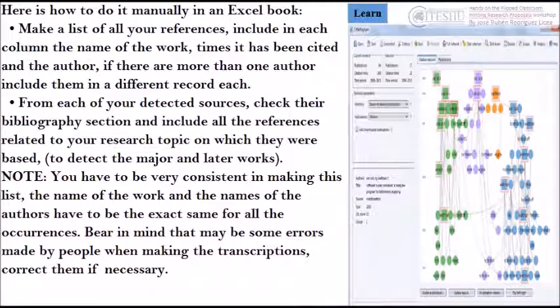Here is how to do it manually in an Excel book. Make a list of all your references, include in each column the name of the work, times it has been cited and the author. If there are more than one author, include them in a different record each. From each of your detected sources, check their bibliography section and include all the references related to your research topic on which they were based, to detect the major and later works.